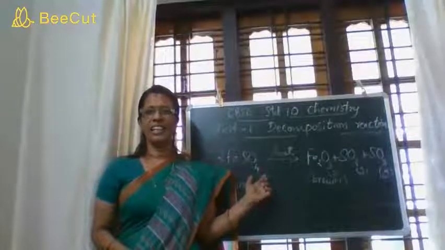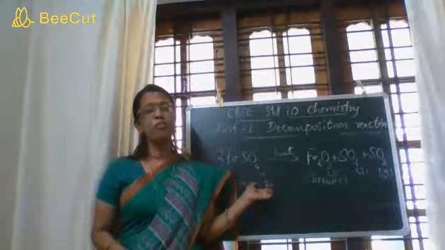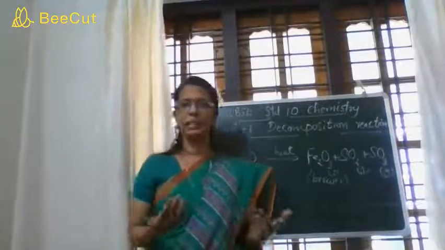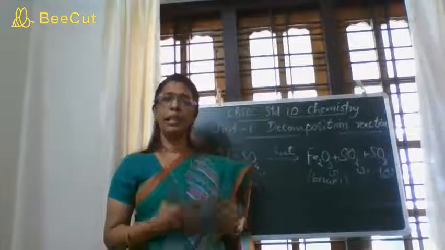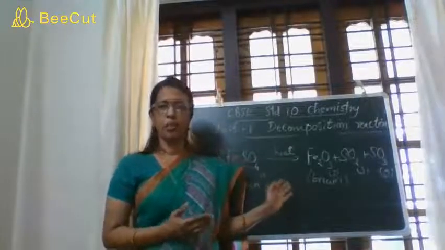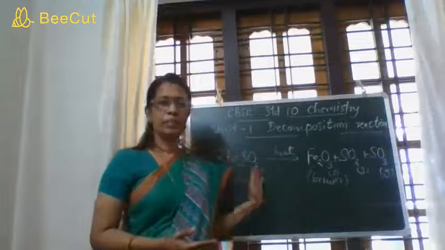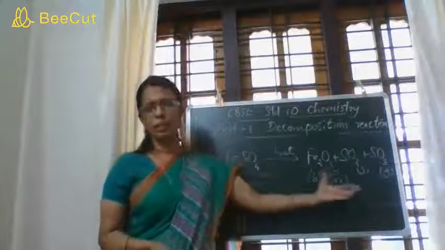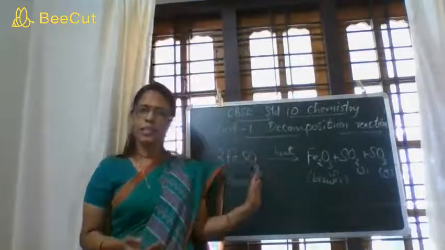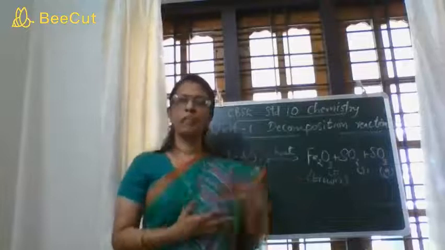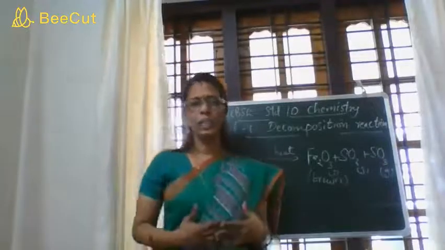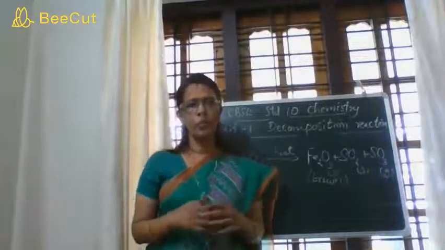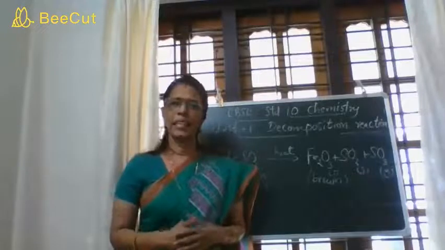So you can write this as an example for decomposition reaction, and you can also have another type of question: write the equation showing the decomposition reaction when ferrous sulfate green crystals are heated. For that you have to write this equation and balance it. So this is the way in which different types of questions are asked. In our class we will discuss the question answers also along with our class activities.